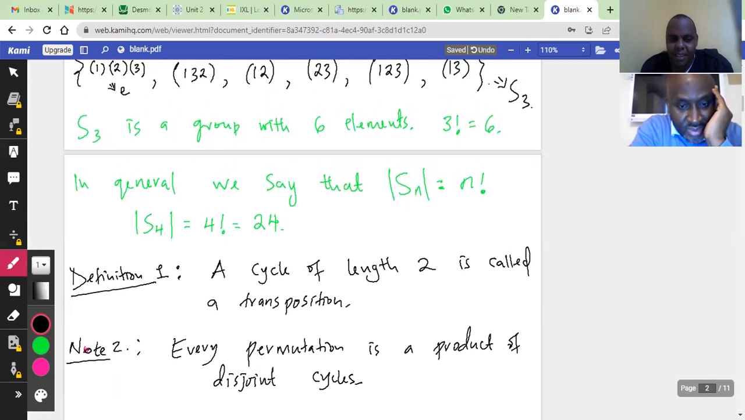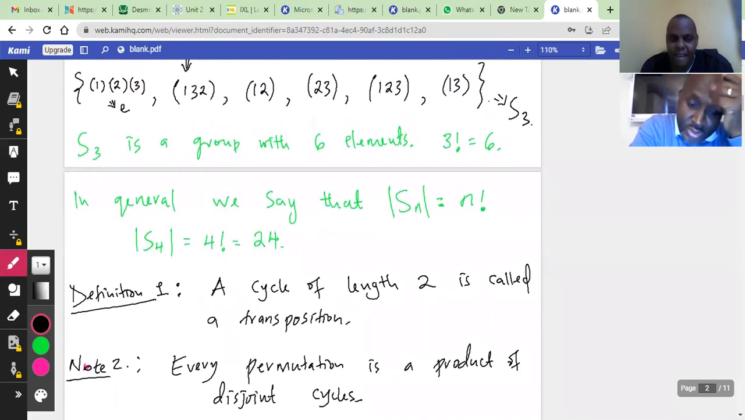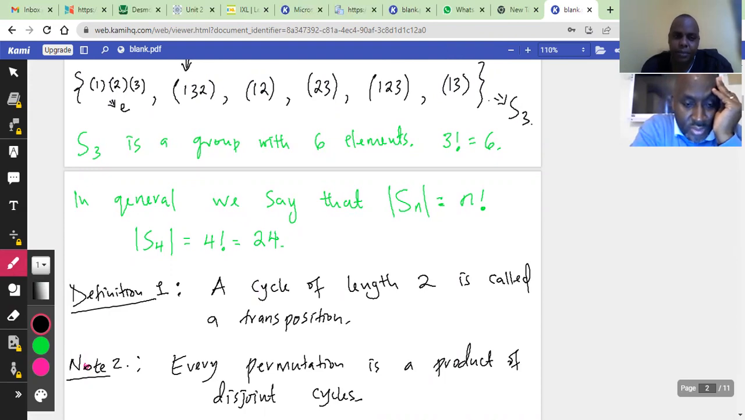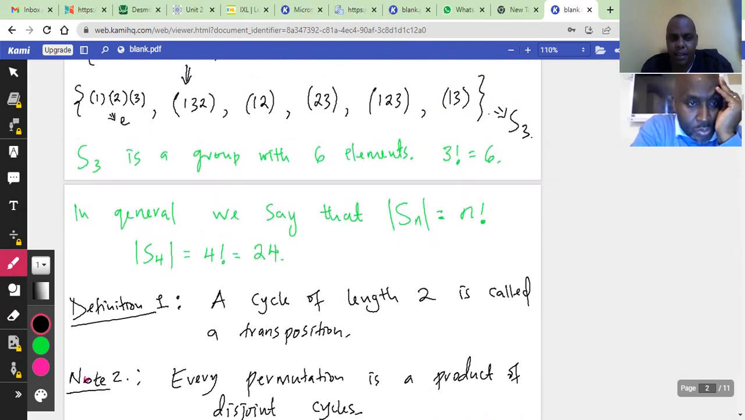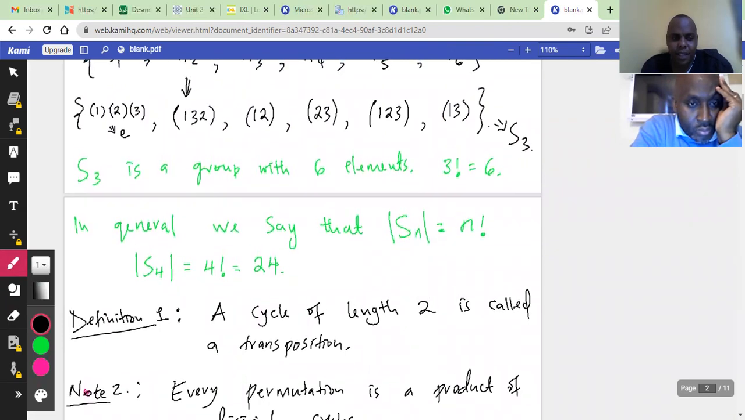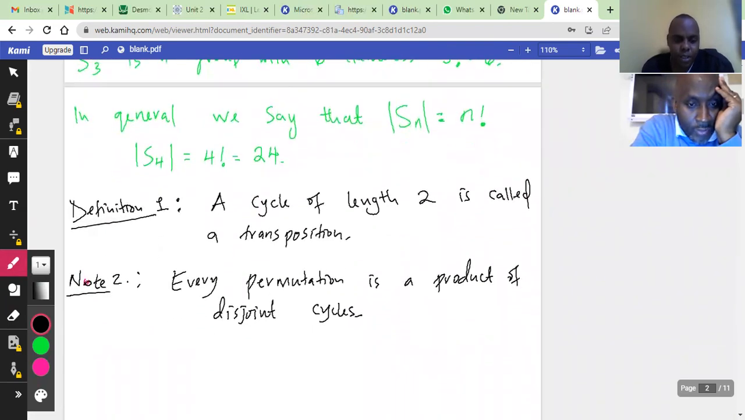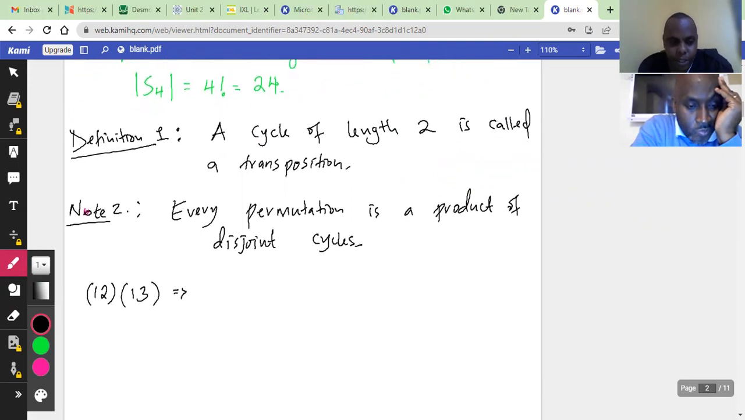Every permutation is a product of disjoint cycles. So let us check that using S3. Let us take 2 disjoint cycles, (1 2) and (1 3). Let's see what they are going to produce.